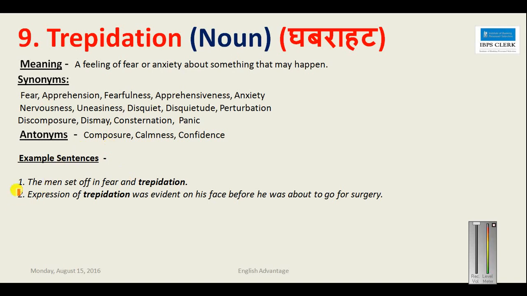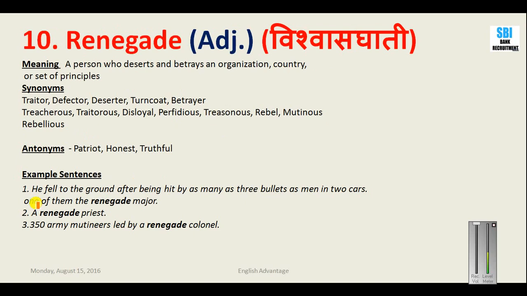And now let us look at the example sentences. The man set off in fear and trepidation. Expression of trepidation was evident on his face before he was about to go for surgery. Very good sentence. So trepidation means a feeling of fear or anxiety or nervousness, or you can say apprehensiveness before an event.